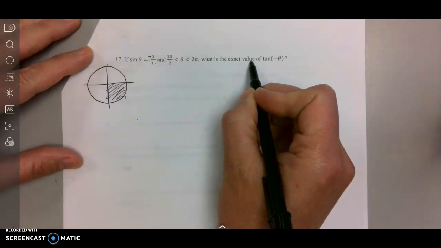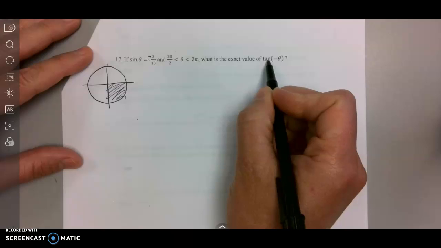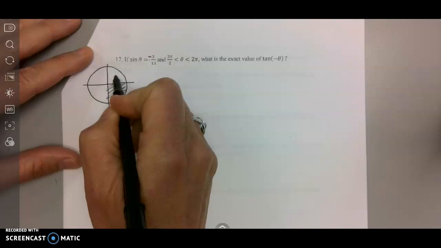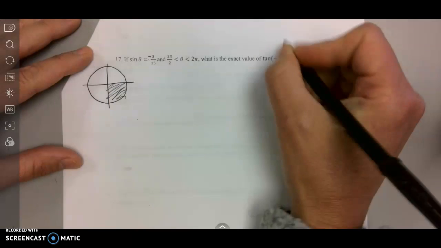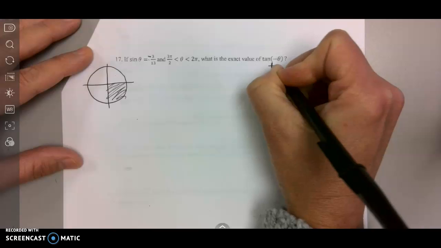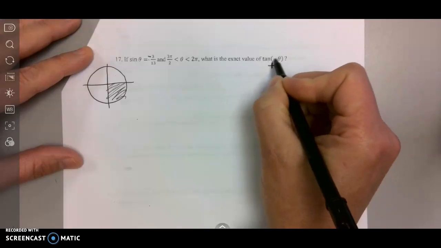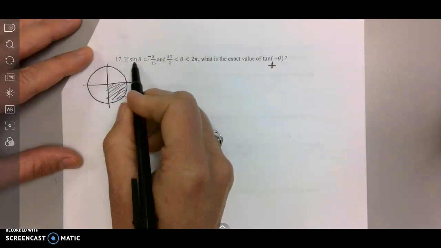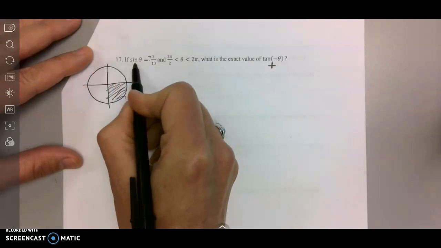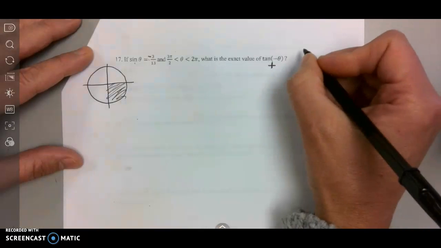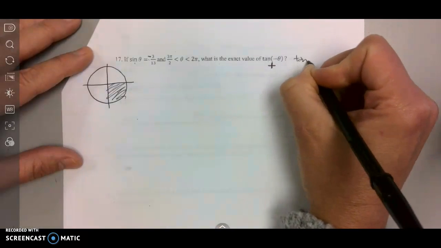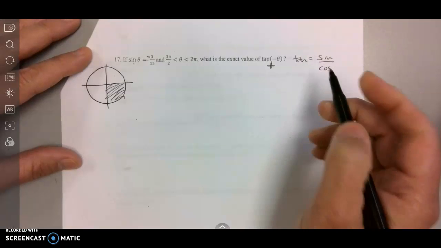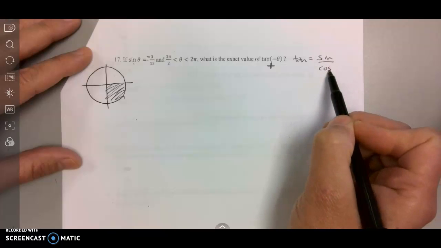What is the exact value of the tangent of the opposite of theta? Well, if theta is here, the opposite of theta is up here, and tangent up here is positive. So all that I needed to do was figure out using this what the sign would be. It's going to be positive. Now I'm going to come over here and find the cosine, and I'll use the cosine to find the tangent, because tangent equals sine over cosine. And I have the sine, but I don't have the cosine.